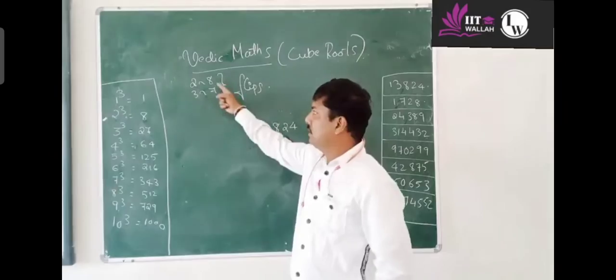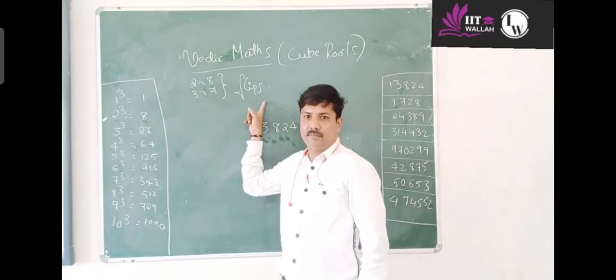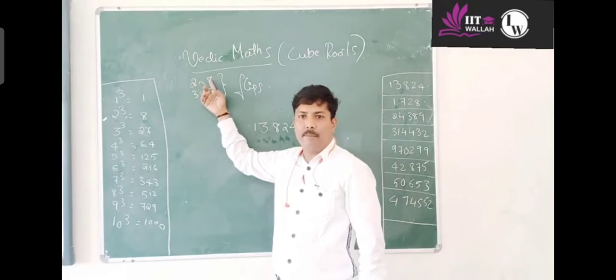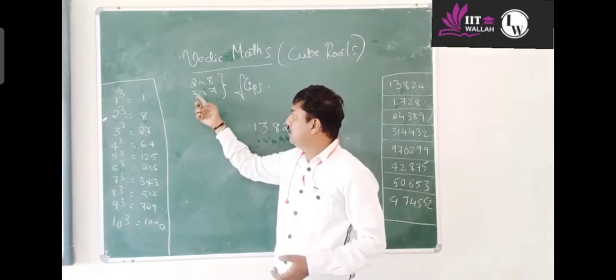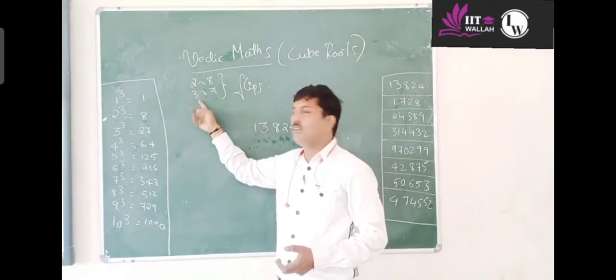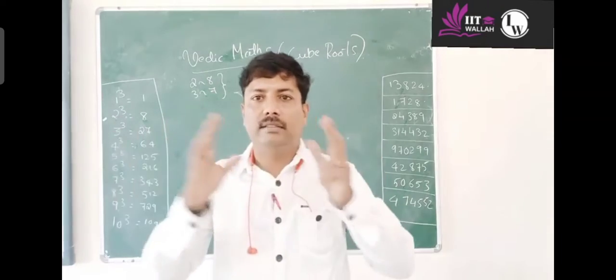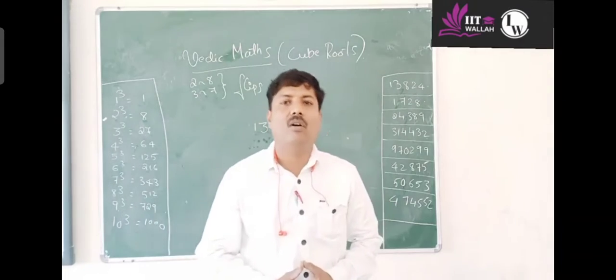That means 2, 8, 3, 7 fit. Right? It's easy to understand. 2 and 8 are both even numbers, and 8 plus 2 is 10. Easy to remember. 3 and 7 are both odd numbers and the sum is 10. So it is very easy to remember. 2, 8, 3, 7 flip. Understood clearly? Okay.